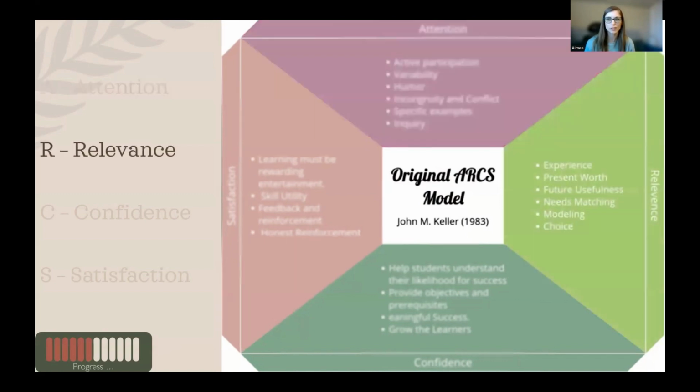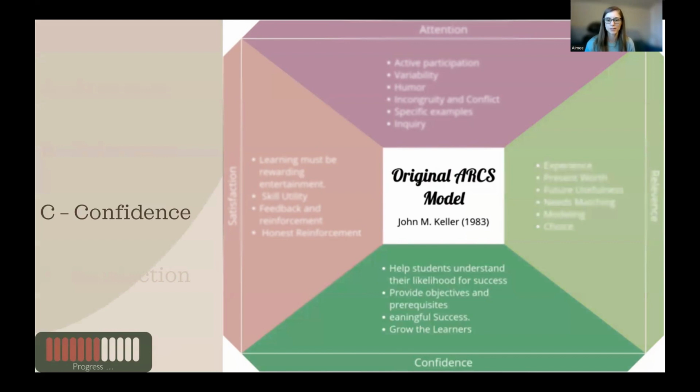Another component of motivation is relevance. We want to tie the instruction to the learner's experience. So both using their existing skills, which helps them to maintain motivation, and showing them what is the present worth as well as the future worth of the material that you're teaching.